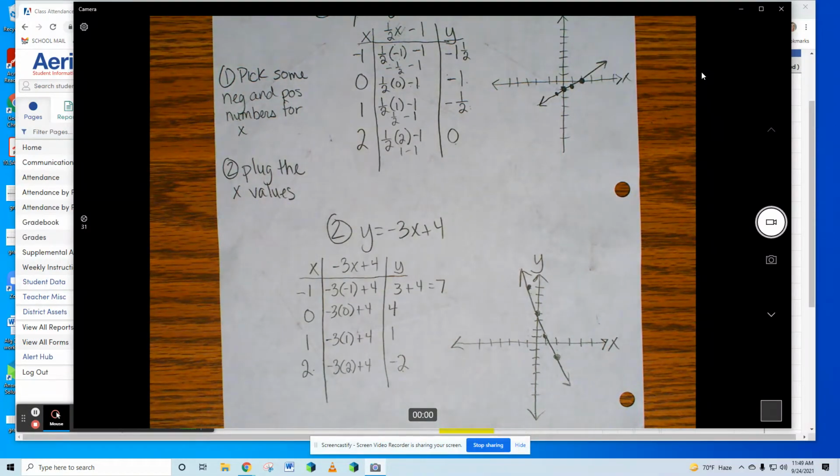This is how you make a table of values. Some people call it a T-chart. Some teachers might call it an input-output table. It's all the same thing. I am finding values of x, plugging them in, and I'm going to get an answer out.